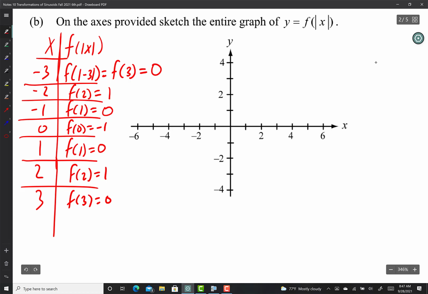So plot those points. -3, 0, -2, 1, -1, 0, 0, -1, 1, 0, 2, 1, and 3, 0. What happened? Compare it to our original. What happened?